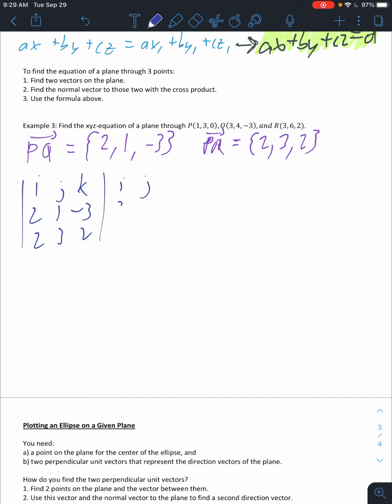Again, this is just how I find my cross product. You do not need to do it this way. If you prefer another method of finding the determinant of this, it's absolutely fine.